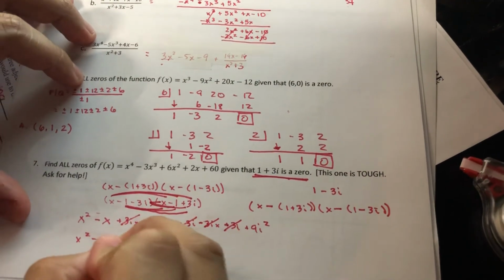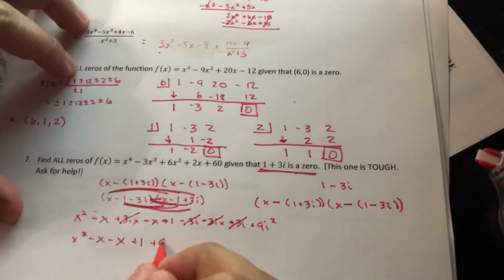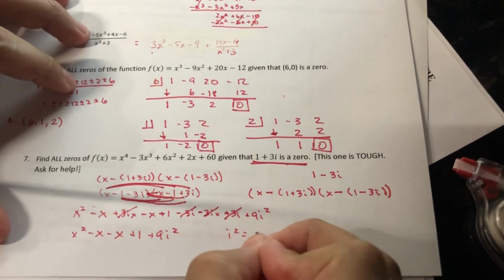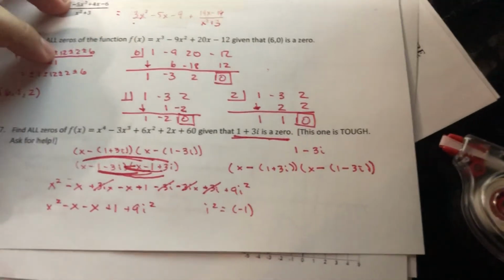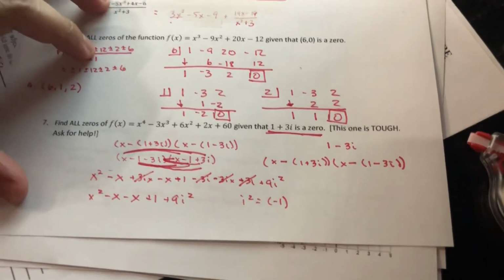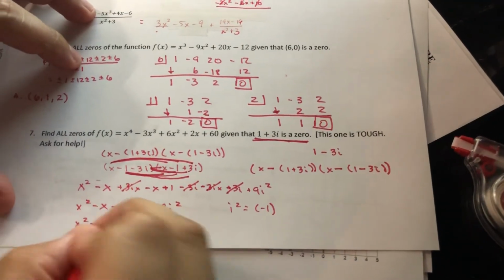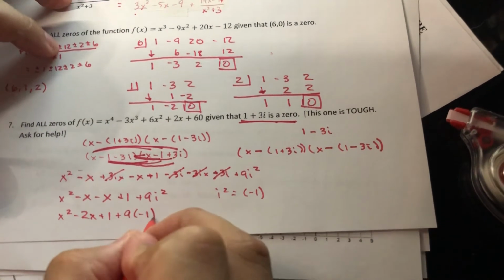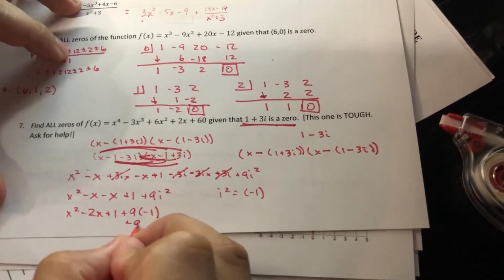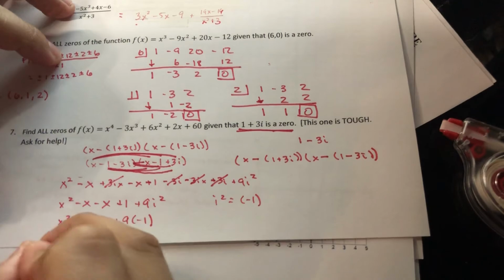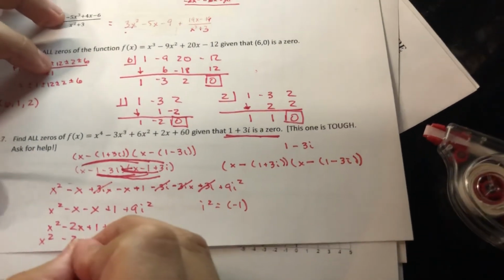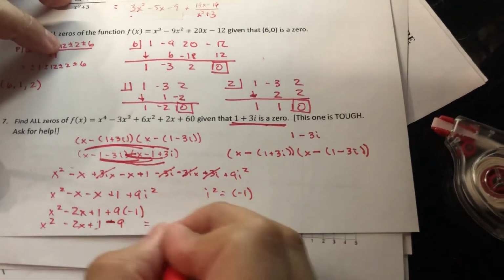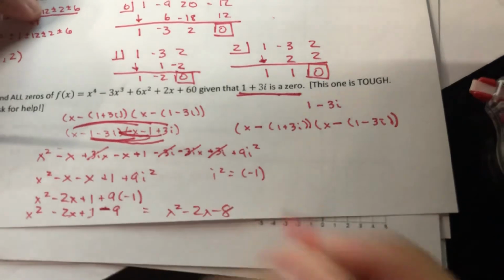minus x plus 1 plus 9i squared. Okay, where I know that i squared is equal to -1. Okay, so this becomes x squared minus 2x plus 1 plus 9 times -1, so this becomes -9. So, oops. So these we can subtract them, so x squared minus 2x minus 8 is the final answer here.